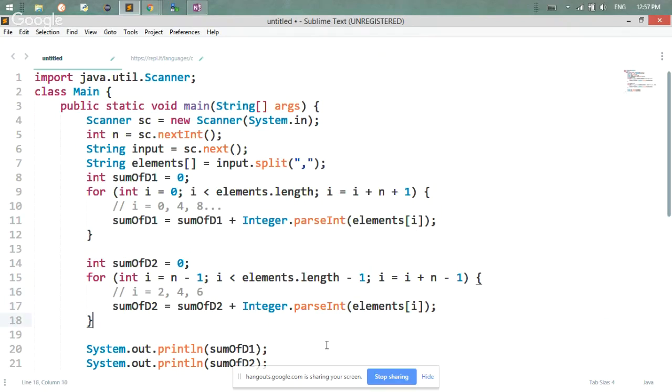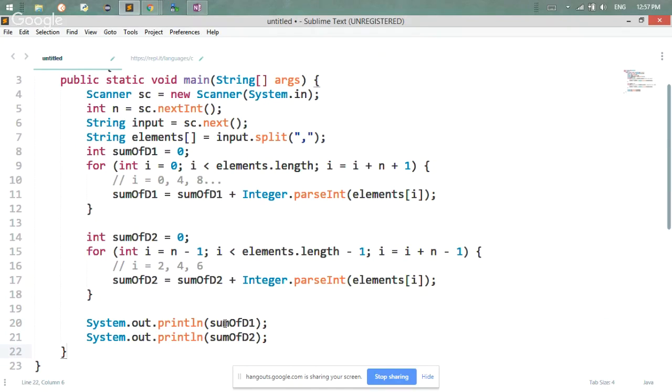Okay. So then if you print these two, you are going to get the output of sum of diagonal 1 and sum of diagonal 2. Right? As simple as that. So two different for loops. One is running from 0 to length, and the increment is n plus 1, and the second for loop is I equal to n minus 1, and the length minus 1, and it is incrementing by n minus 1. Right?